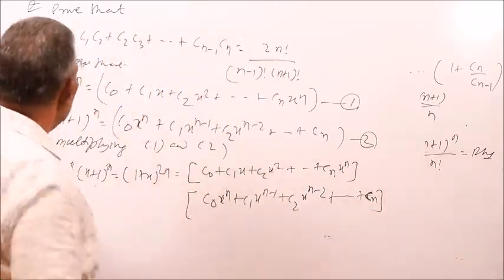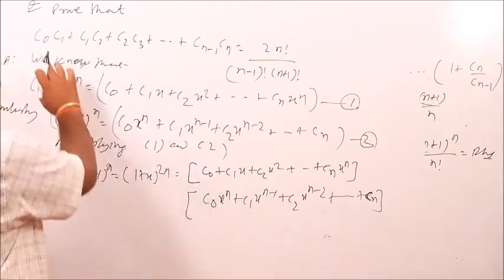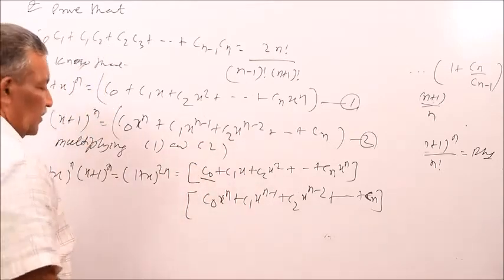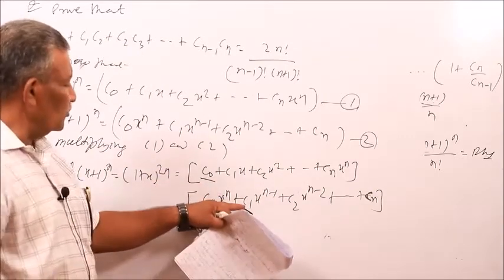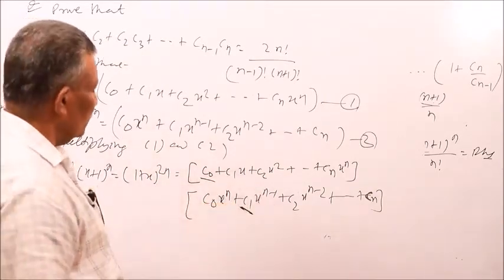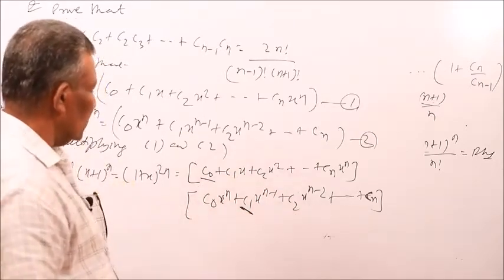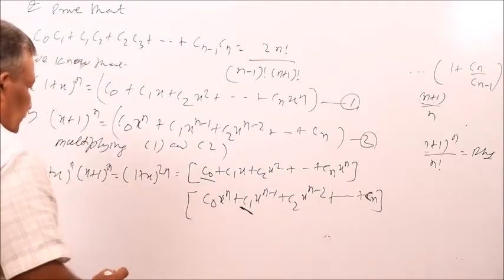Come to the question, what are the terms on our LHS? C0 into C1. So let us take the first term of the first bracket and second term of the second bracket, that is C0 into C1, the power of x will be n minus 1. Then second term with third term of the second bracket, that is C1 C2 x to the power n minus 1, like this.